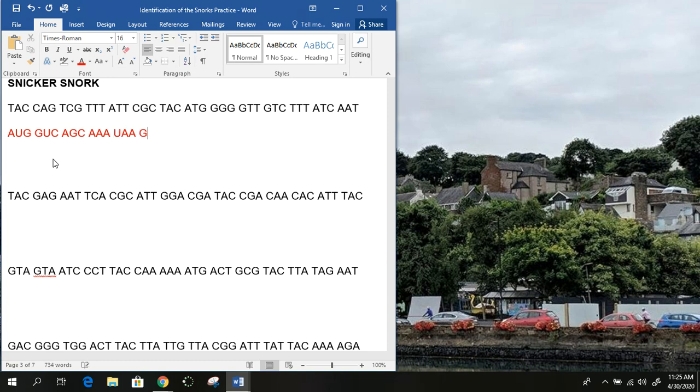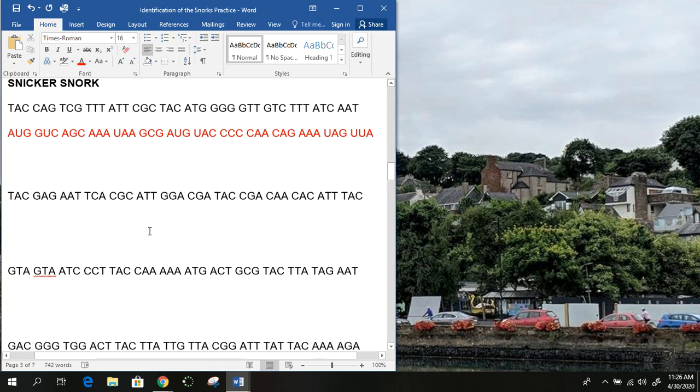Okay, G, C, G, A, U, G, U, A, C, C, C, C, C, A, A, C, A, G, A, A, A, U, A, G, and then U, A. Okay, so that is that first row. Now, we would continue to keep going through. I'm not going to do that in this video. I'm only going to give you the beginning here to help you out. Okay, so there's our mRNA right there.